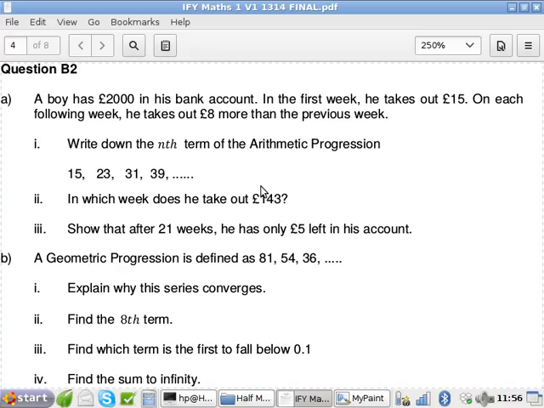Okay. So the first part is, well, I'll read the question first. A boy has £2,000 in his bank account. In the first week, he takes out £15. On each following week, he takes out £8 more than the previous week. Write down the nth term of the arithmetic progression 15, 23, 31, 39. So we want the formula for the nth term. It should only take 1 minute. So you can try this and then I'll do that part.